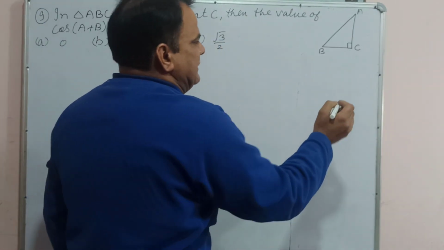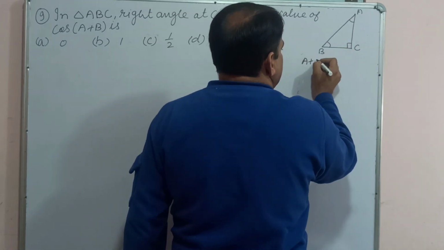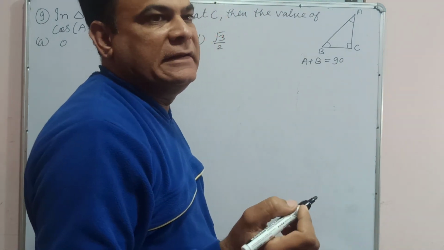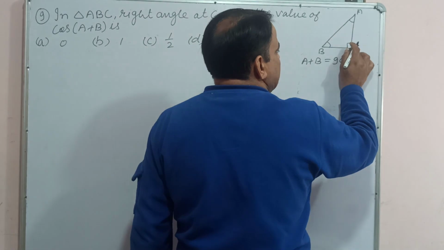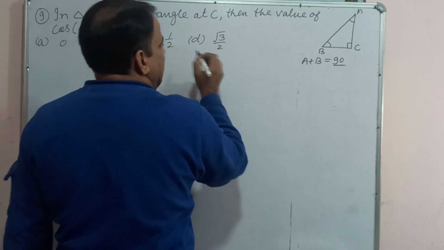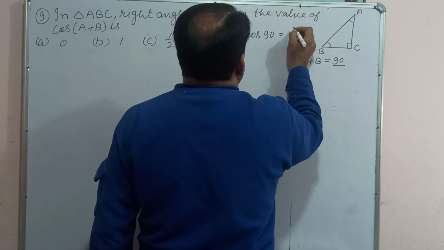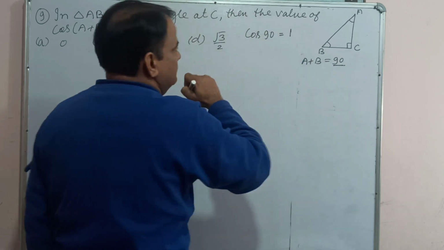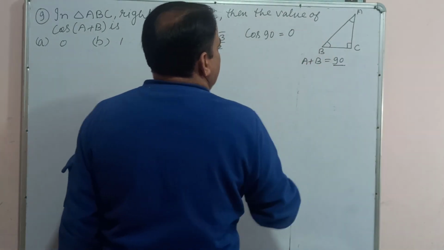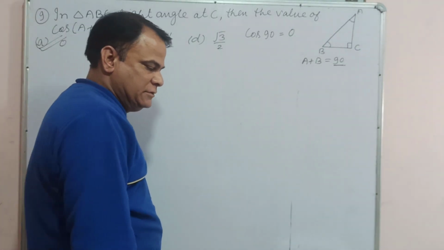We can say that this is the right angle, and the sum of the remaining two angles A plus B must be equal to 90, because the sum of all three angles of a triangle is 180. 90 is given, so the sum of the remaining two must be 90. We have to find the value of cos 90, and cos 90 must be equal to 0. So our answer is A option. Cos 90 equals 0.